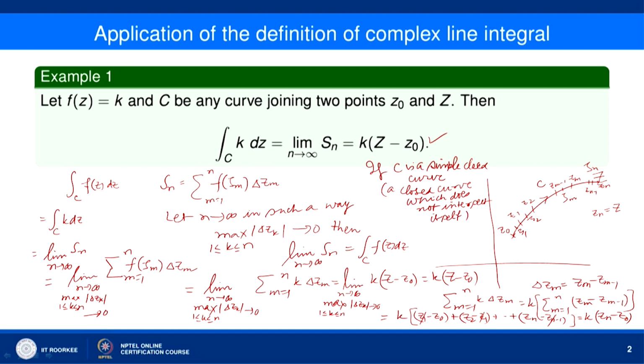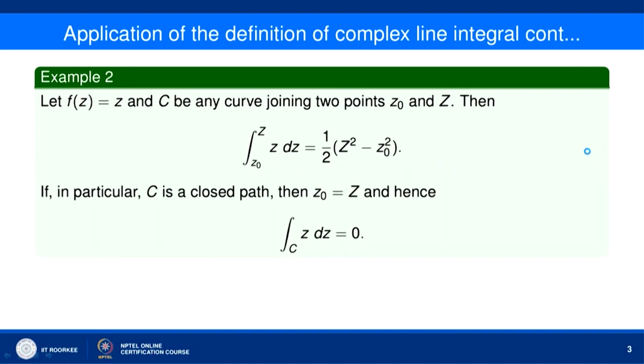So, in this curve, if Z and Z naught are the same, they meet, then this will be a closed curve. So then what will happen? Z will be equal to Z naught, and so the integral over C of k dz will be equal to 0. Okay. So, in case of a closed curve, we will need this result later on when we prove Cauchy's theorem.